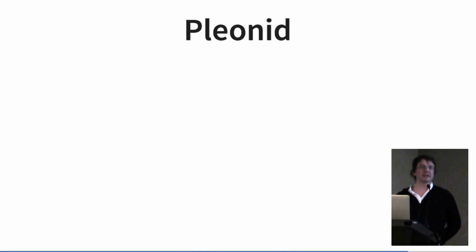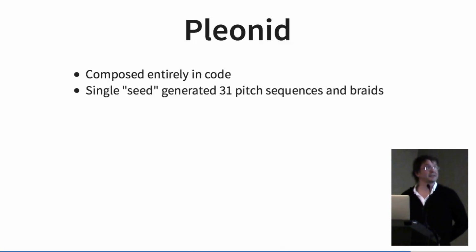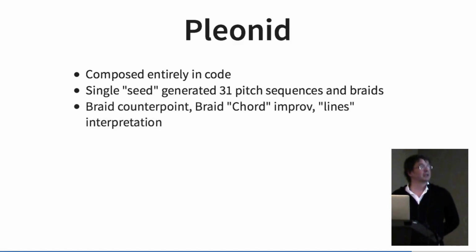So Pleiad is the piece that I wrote with this. It's composed entirely in code, as I mentioned, but a lot more code than that little ditty. A single C generates 31 pitch sequences, and as you've seen from those pitch sequences, I'm able to generate braids. I'm able to break that into 3 different sections, one of which is where we're just doing the straight braid counterpoint, one where I'm taking all simultaneous arrivals and making chords out of those and letting people improvise over those. And finally, just taking the lines themselves and letting people just interpret them freely.